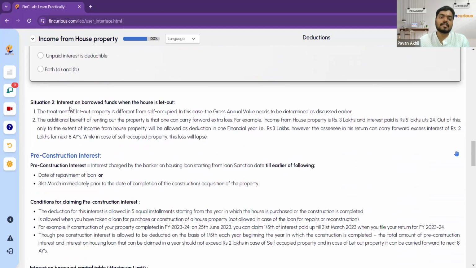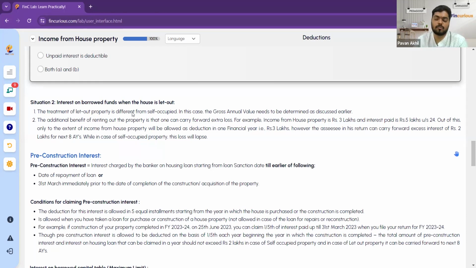The next one is interest on borrowed funds. When the house is let out, another important thing comes here. This 2 lakh limit I told you about will not be there. You can claim however much interest you are paying for that particular house. But there is one condition basically. That deduction amount should not be more than the income from that house property.